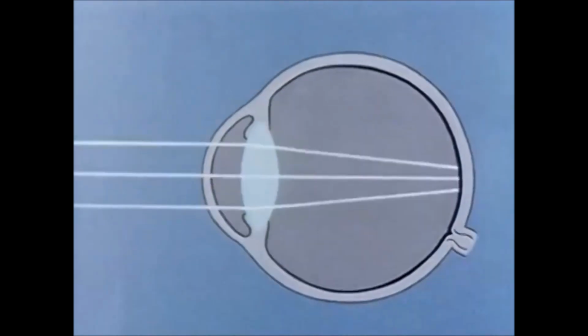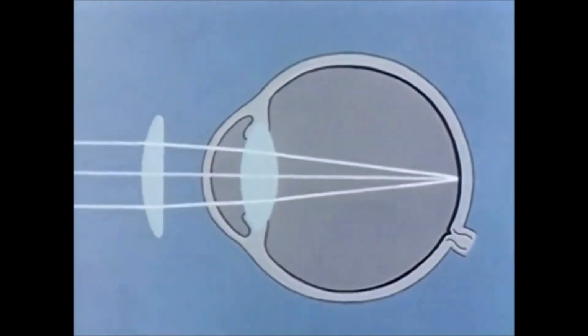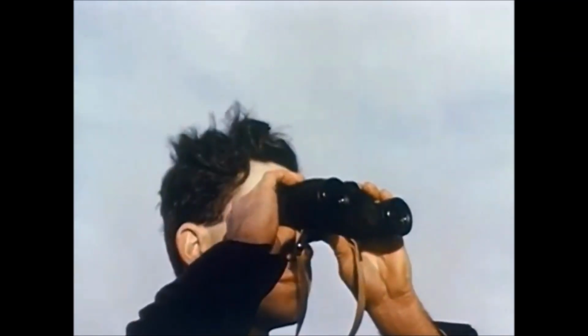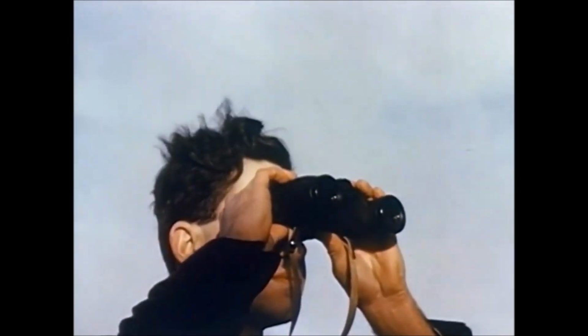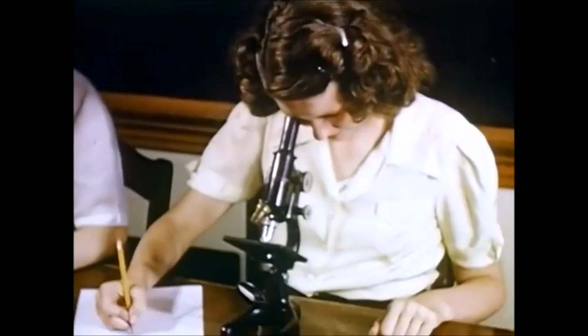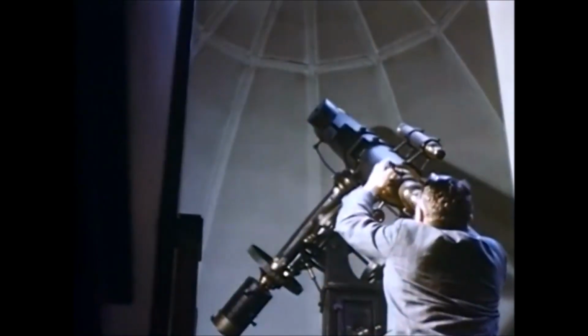When a person's eyes are unable to focus clearly, his defect is corrected by eyeglasses, lenses which refract the light so the image is focused sharply. A pair of binoculars can be added to the eye's optical system to enable us to see distant objects clearly. A microscope does the same thing for small objects, while the observatory telescope enables us to look into outer space.